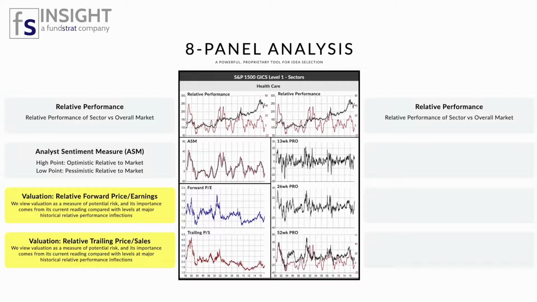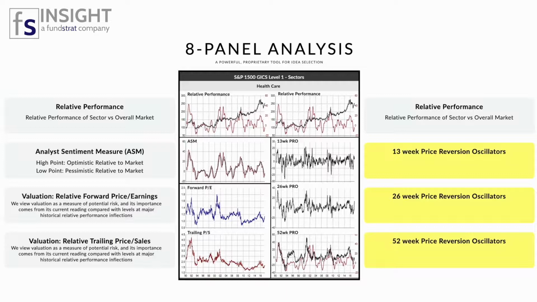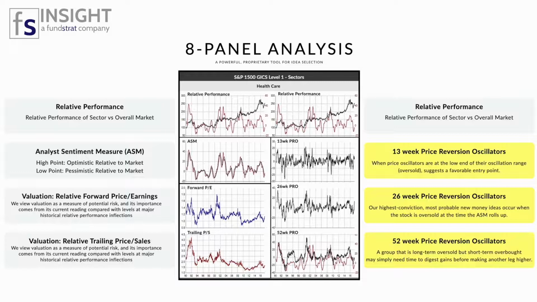Once we have that, some ideas that are percolating from the left-hand side of these charts, I then bring in the right side. Very fancy, what we call sell side acronym, PRO. That stands for Price Reversion Oscillator. And what this really is, we're looking at the rate of change in the relative performance chart. And you'll notice here that there are three different time periods, 13, 26, and 52 weeks.